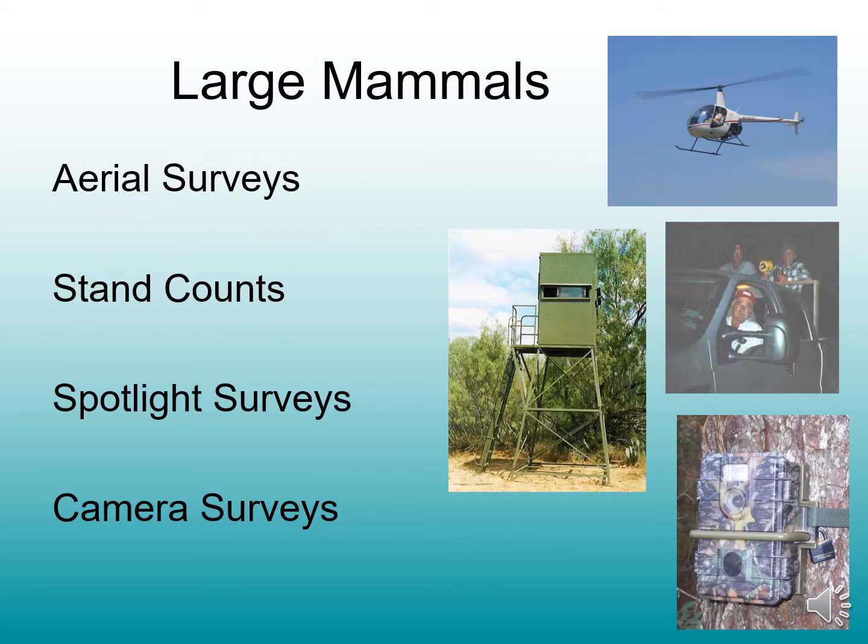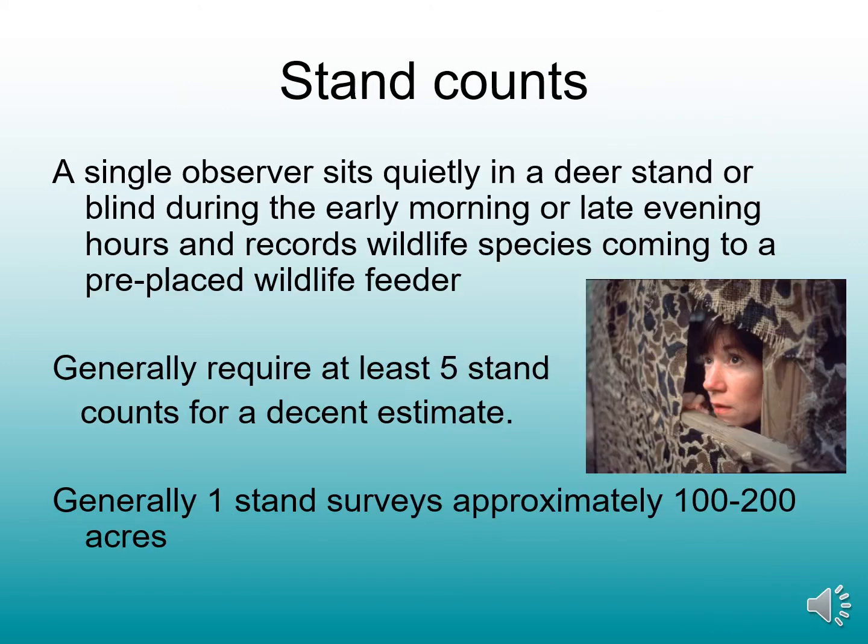For large mammals, the primary survey methods include aerial surveys with helicopters, stand count surveys, spotlight surveys, or game camera surveys. Stand counts, kind of how they sound, you basically sit in a deer blind with a pre-placed wildlife feeder, and you count the wildlife species you're interested in that come out to that feeder. Generally requires at least 5 stand counts for a decent estimate, and generally one stand can survey approximately 100 to 200 acres. So ideally, it would be best if you have multiple stands to put people in every single stand and count all the deer you're seeing, or pigs, or javelina, or whatever species you're interested in to get a good survey estimate.